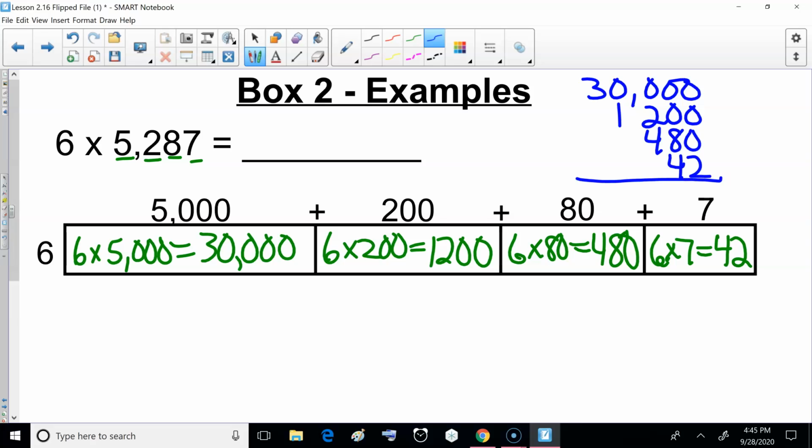Now when we add those up, we get a 2, then a 12, so we carry the 1. 2 plus 4 is 6, plus 1 is 7, and then a 1 and a 3. So our answer would be 31,722. You can pause the video right now and write down this example to help you with how to use the area model with a 1-digit by 4-digit number.